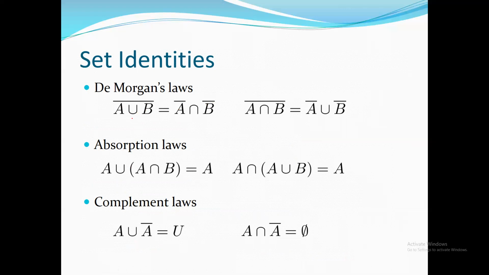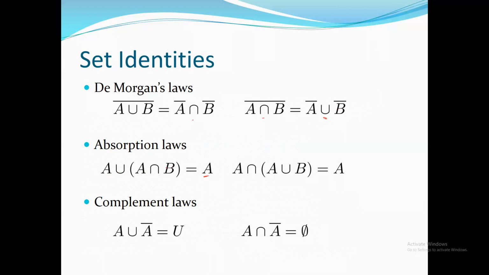So if this is the union operation, this will become the intersection. If this is the intersection operation, this will become the union operation. And (A intersection B) whole complement means A complement union B complement, right? Absorption law: A union (A intersection B) is always A, right?